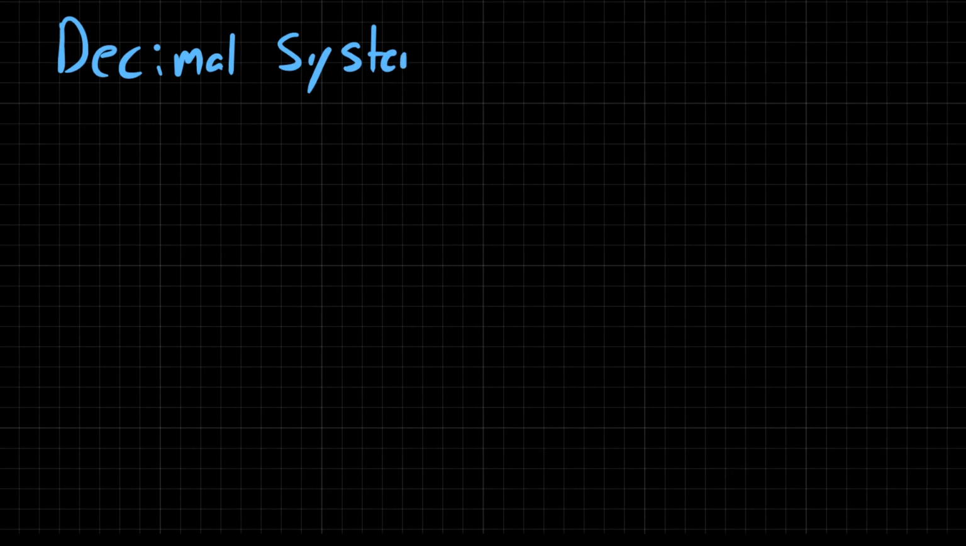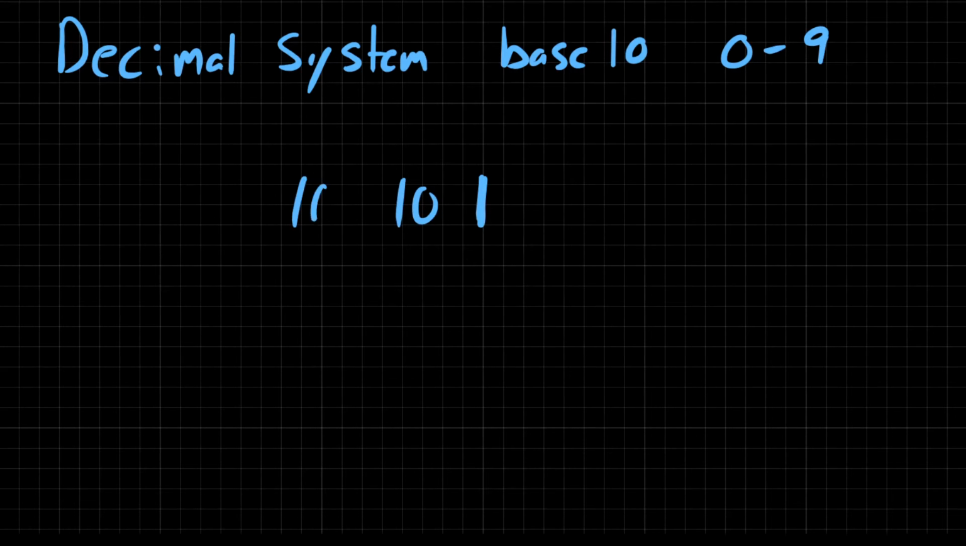Before we talk about hexadecimal, we need to review our decimal system. The decimal system is the one that we all know and love for using with our math. And this is a base 10 positional number system. And what that means is that we have 10 distinct digits, 0 through 9. We have places all based on powers of 10. So we have the ones place, the tens, hundreds, thousands, and so on to the left.